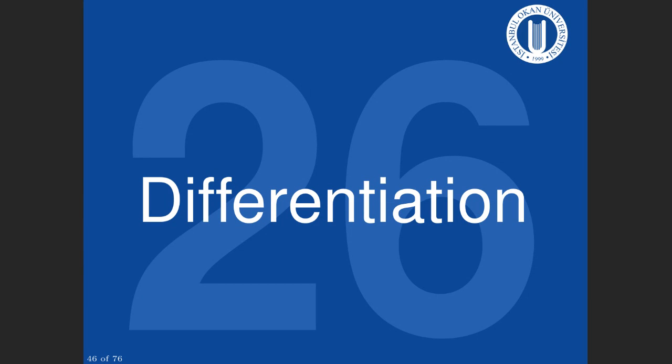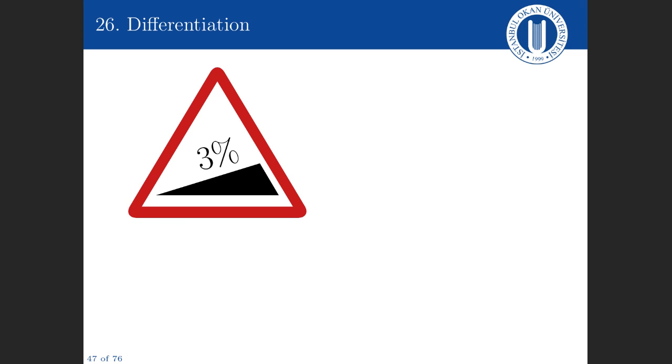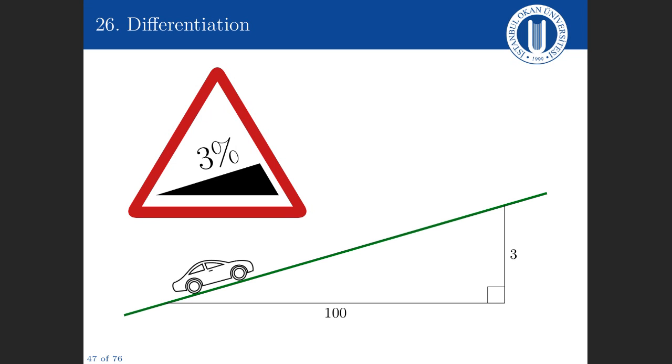Our final chapter of today's lesson, which will take maybe 30 minutes or so, is about differentiation. This road sign, which I imagine you've seen while you're driving, means the road is going up, and the 3% tells us how steep the road is. What this means is, if we travel forward 100 meters, the road goes up 3 meters. The road goes up 3%.